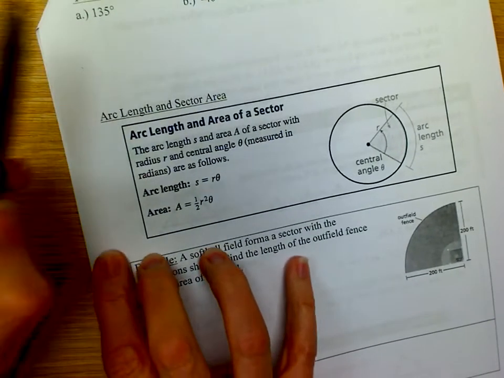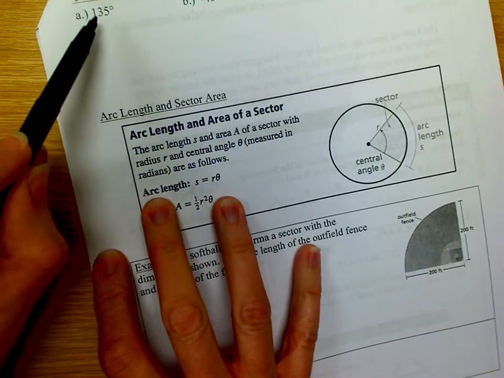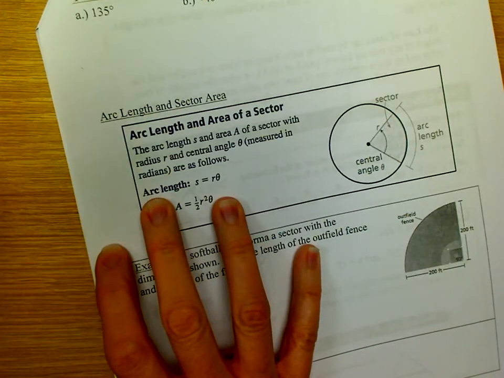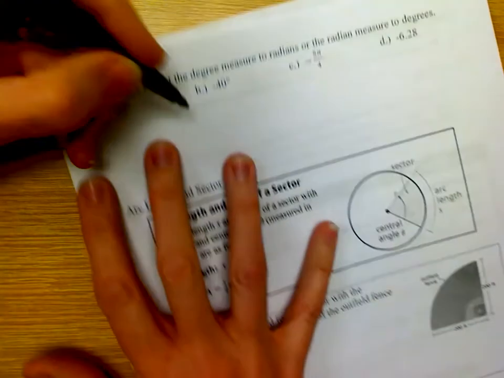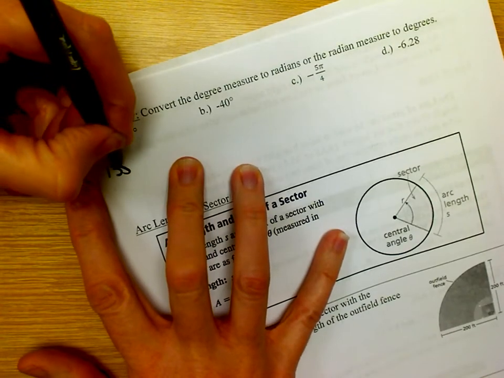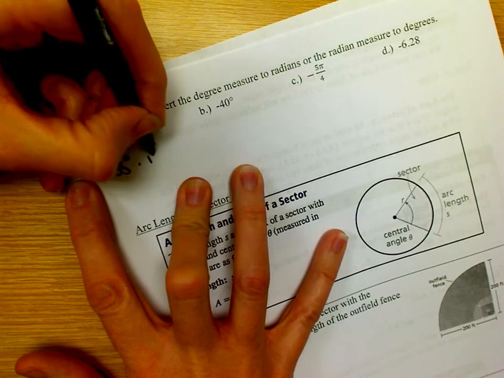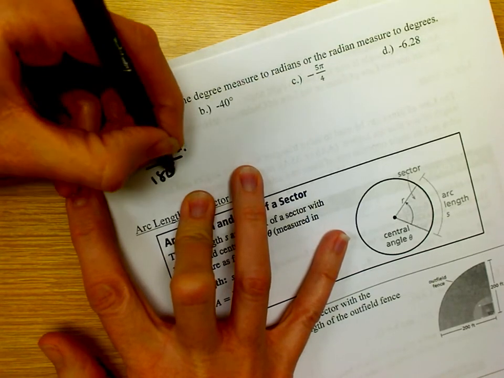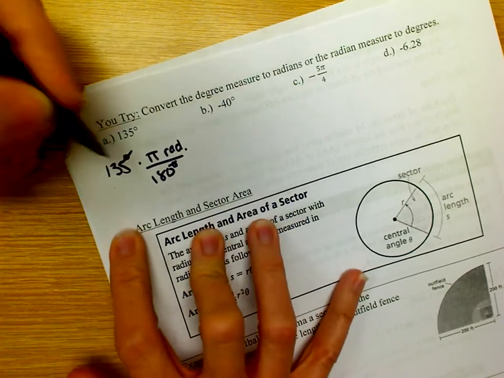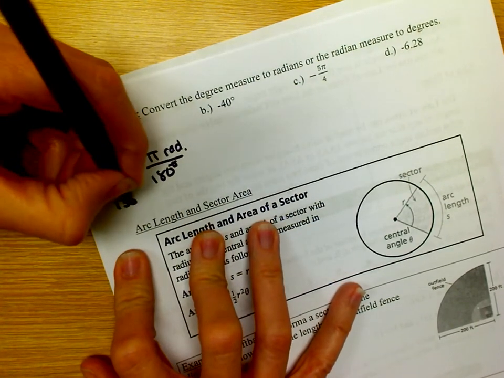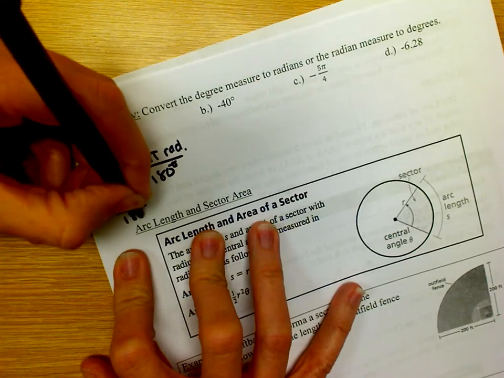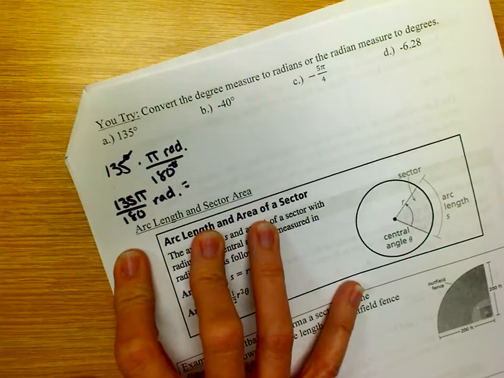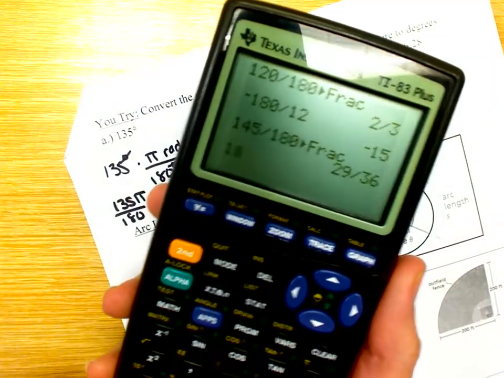Let's look over here. Let's do one more of each type. Let's say we wanted to change 135 degrees to radians. Since you're changing degrees to radians, you multiply by pi radians over 180 degrees. Your degree symbols will cancel, and you are left with 135 pi over 180 radians. And then check to see if 135 over 180 will reduce.